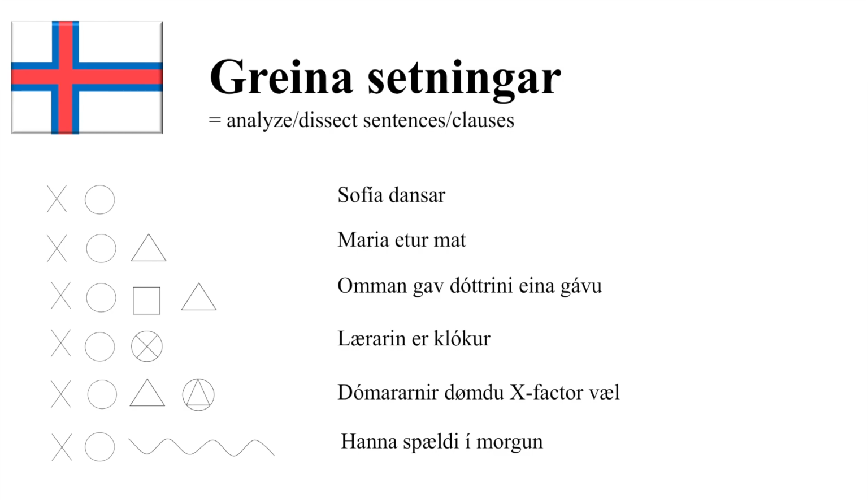And another tip for this is to simply substitute the verb with the equal sign. So læraren equals klókur. The teacher equals smart, clever. So whenever you can substitute a verb with the equal sign, then it shows that it's probably umsagnarlítli grundli. And it usually is also with the verb to be. So that's another tip. And then we have another clause here. Dómarnir dømdu X Factor vel. The judges judged X Factor well.